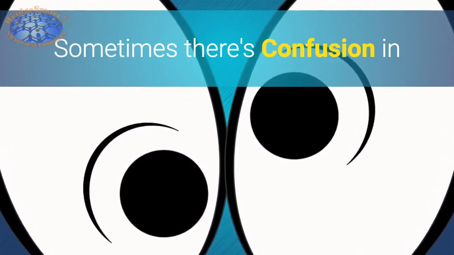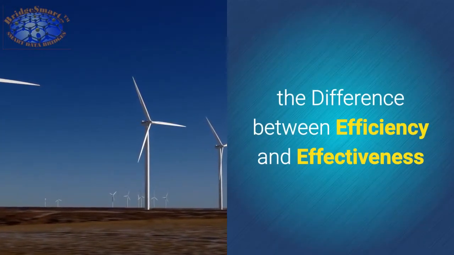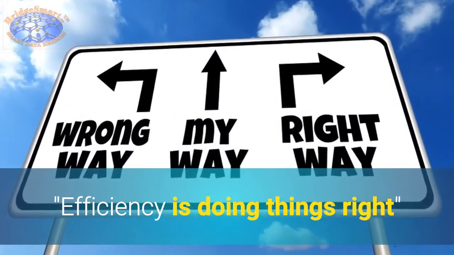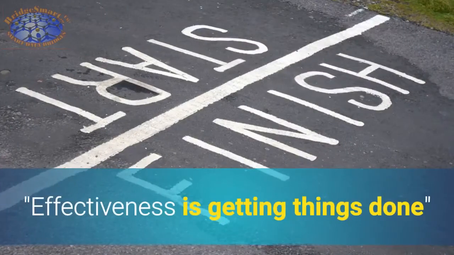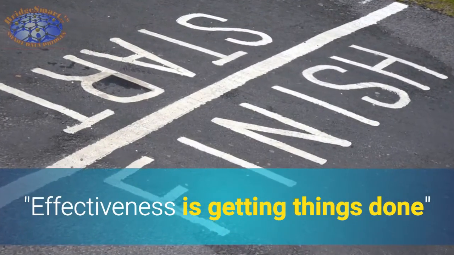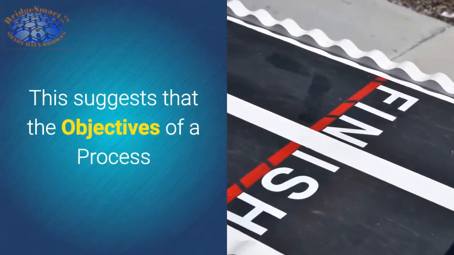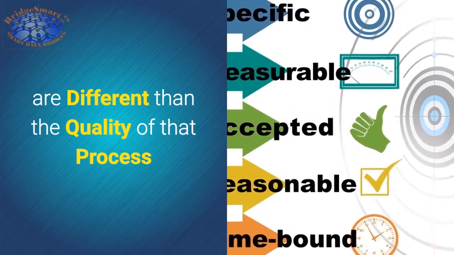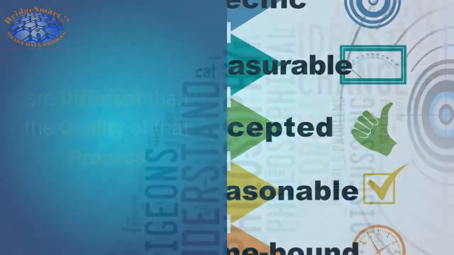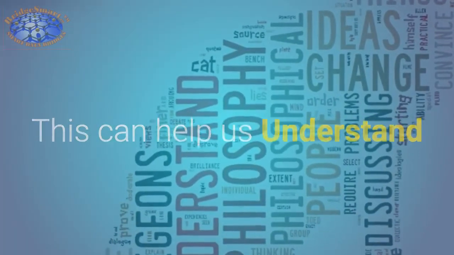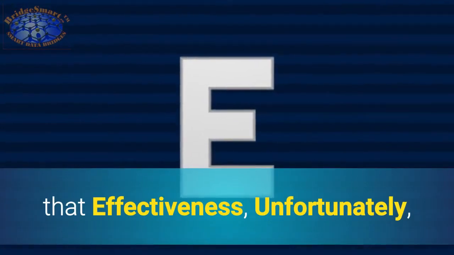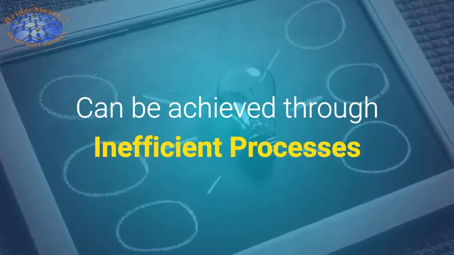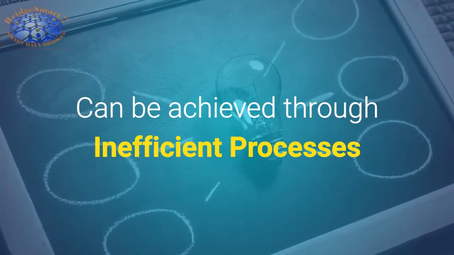Sometimes there's confusion in the difference between efficiency and effectiveness. Efficiency is doing things right. Effectiveness is getting things done. This suggests that the objectives of a process are different than the quality of that process. This can help us understand that effectiveness, unfortunately, if not done correctly, can be achieved through inefficient processes.